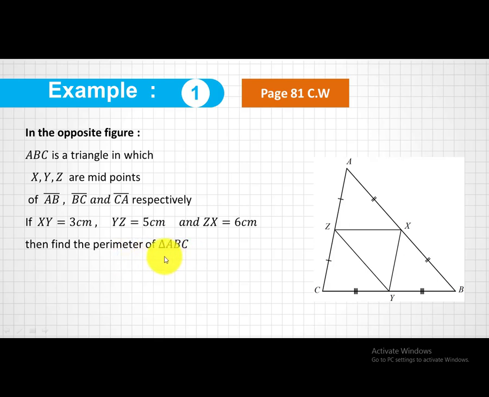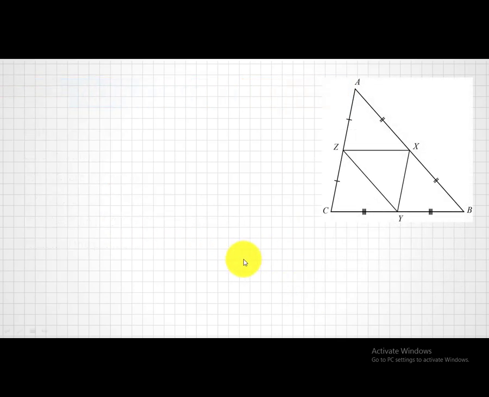To find the perimeter of triangle ABC, I want to find the length of the three sides of this triangle. I want to find the length of AB and the length of BC and the length of AC from this given. Let's start our proof.